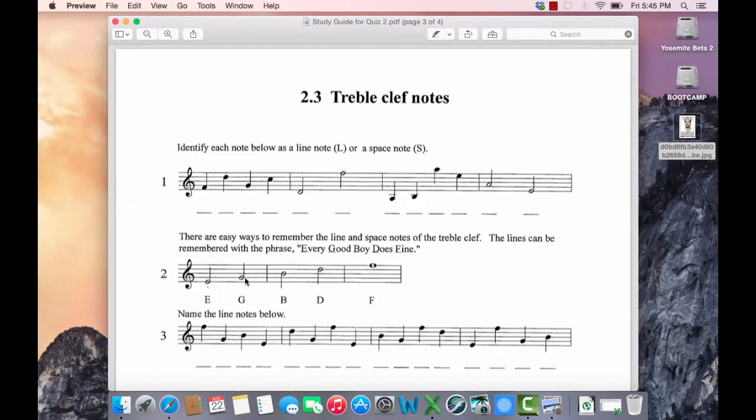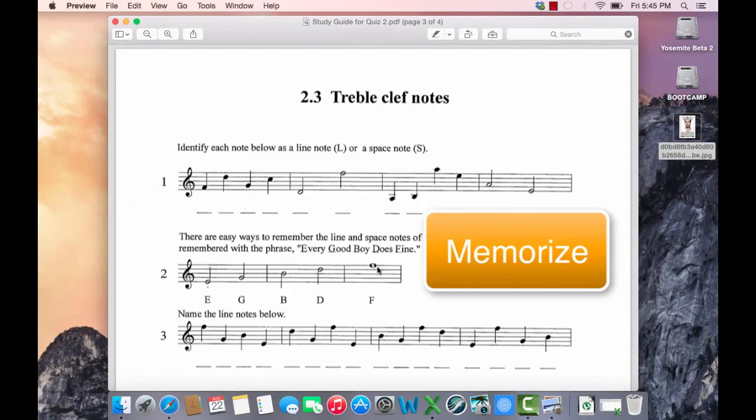Those are the order of the notes. These are what the notes are called on the lines of the treble clef. E, then the next line is G, the next line up is B, D, and F. Every good boy does fine.